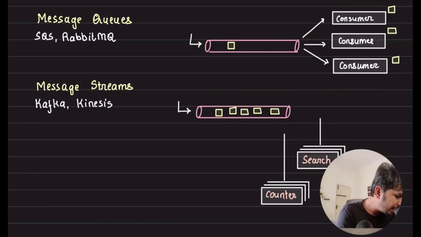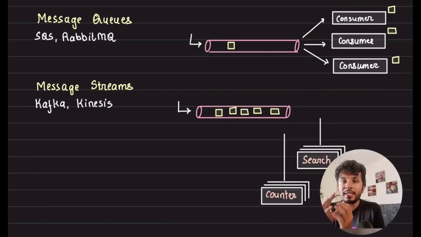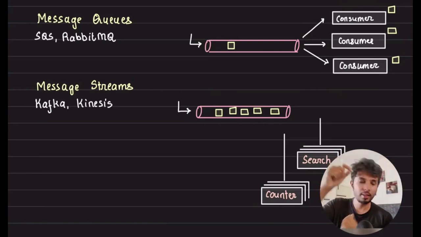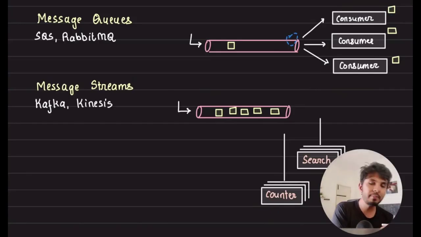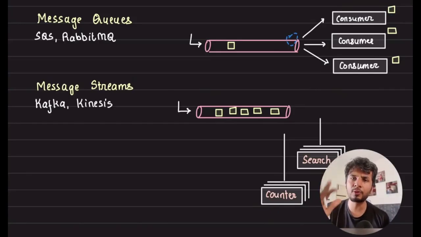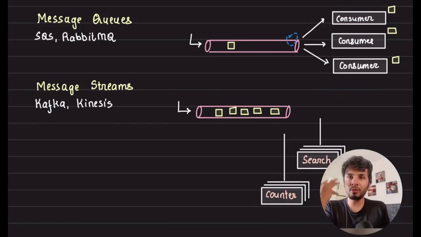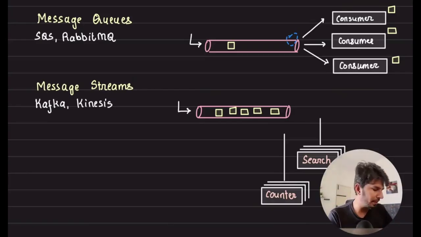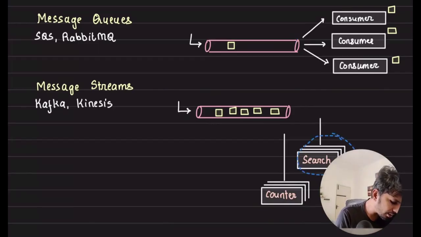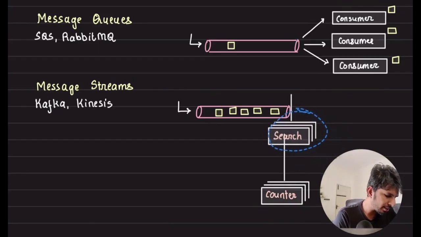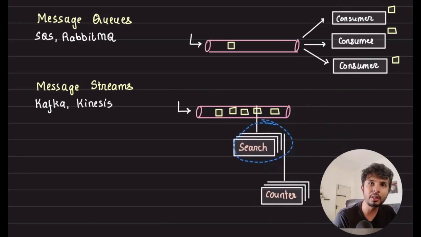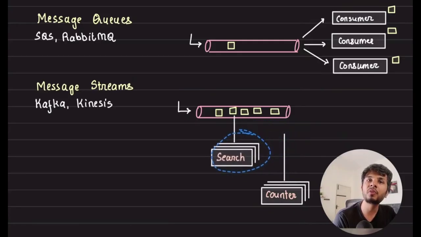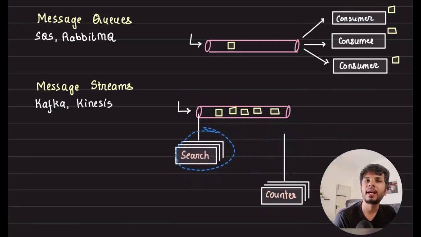Now the idea is that when your consumer pulls the message out, something similar would happen. But visually, when you are trying to understand it, think of it like this: your consumers are iterating over the messages. For example, your search service has this consumer. It starts iterating over these messages, consuming one at a time, and so on and so forth.